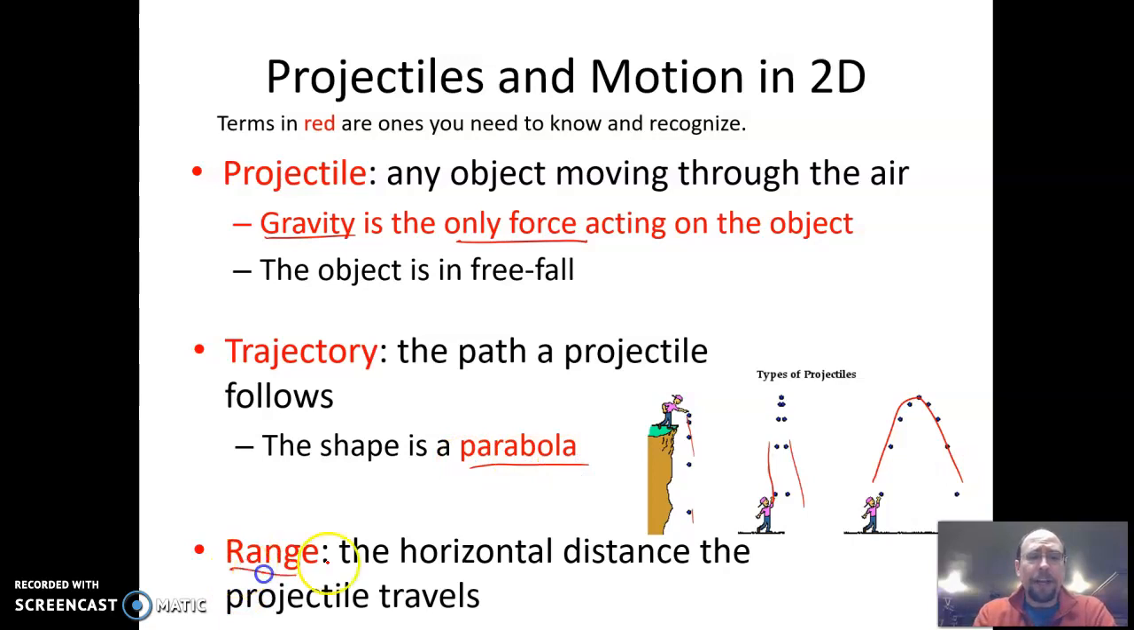And then range is just a horizontal distance. Here, the range is 0 because it doesn't move any horizontal distance. Range here is only from here to here along the ground. So this horizontal distance is measured along the ground from where it started to where it ends up landing. And that's kind of it.